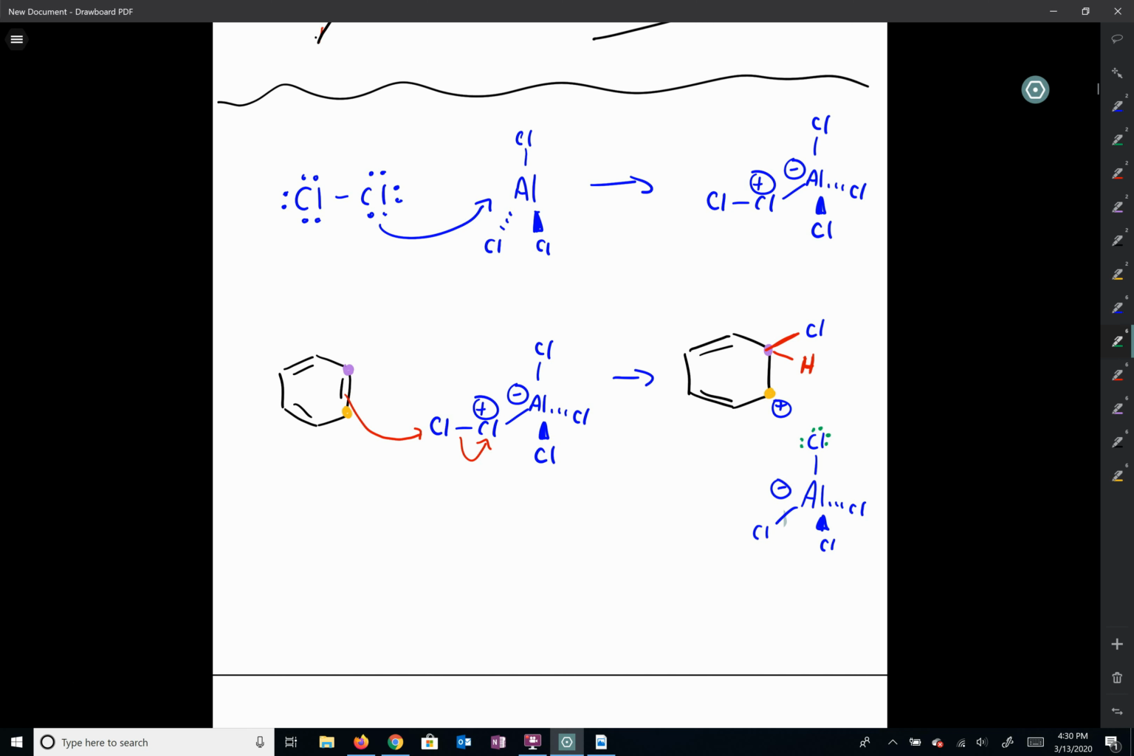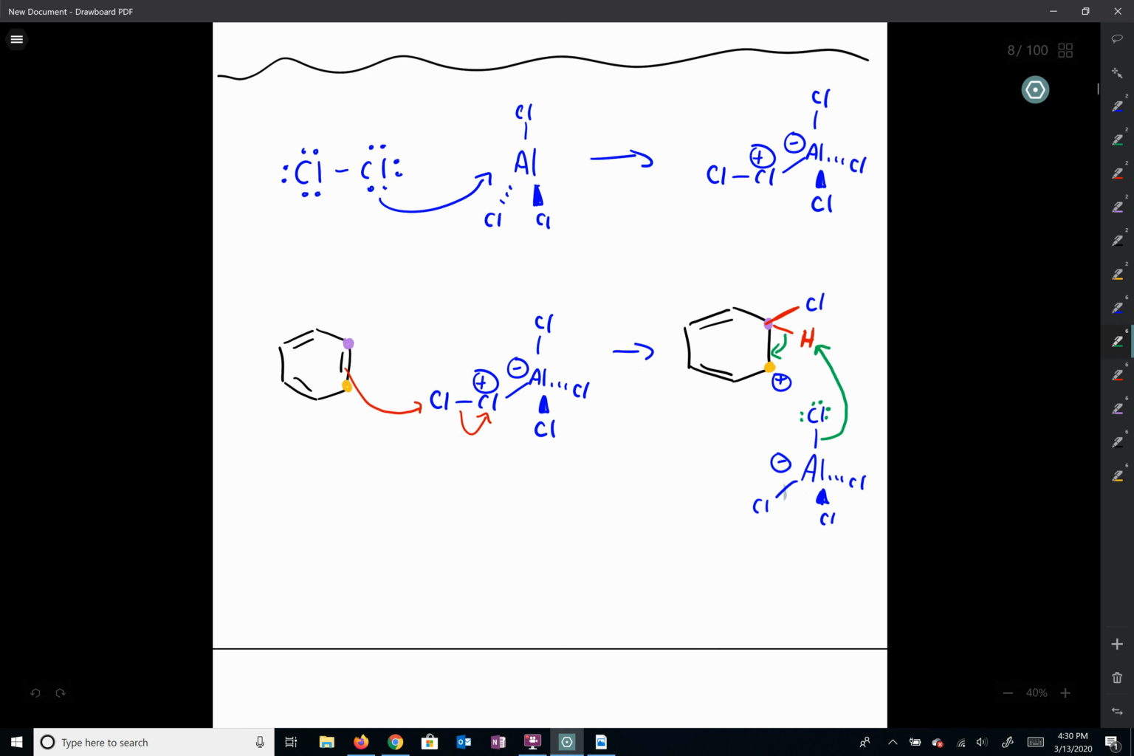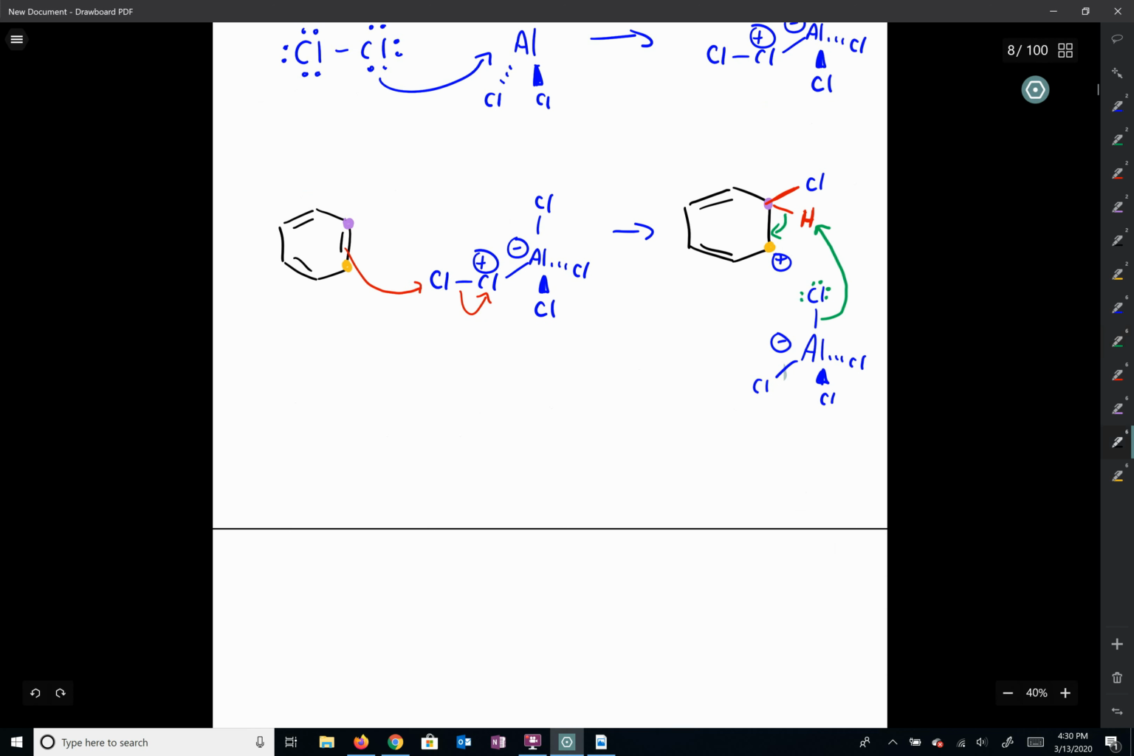So here's the mechanism, right? We take one of our chlorines from the aluminum complex, we grab that hydrogen, and we slam down a pi bond. Okay? And so our product then has a chlorine there. We reformed that pi bond in green. And look what we did here, right? We have our AlCl3 back. Hopefully you guys see that.